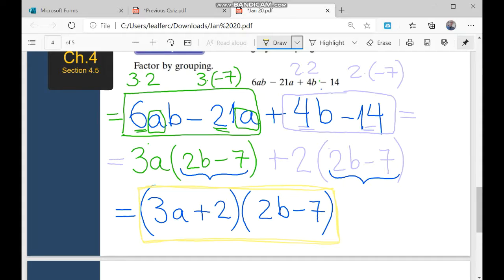Okay? Again, just to recap here, we split in two pairs, and we found the greatest common factor from each pair. Then we factored out the greatest common factor. And after that, we could identify one binomial that's common to both. And in the next step, the last step, we could factor out this binomial and find, as a result, the multiplication of two binomials.